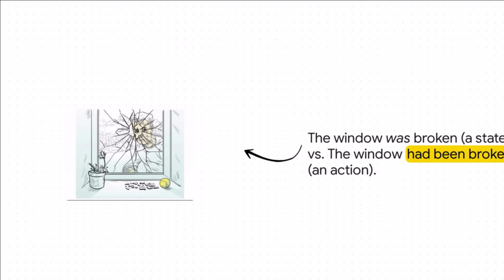This picture of a broken window is such a great way to see the subtle power of this tense. If you say, the window was broken, you're just describing its state. It's a description of what you see. But if you say the window had been broken, that's a different story. You're focusing on the action that happened earlier that caused this situation. Someone or something broke it before the moment we're talking about.